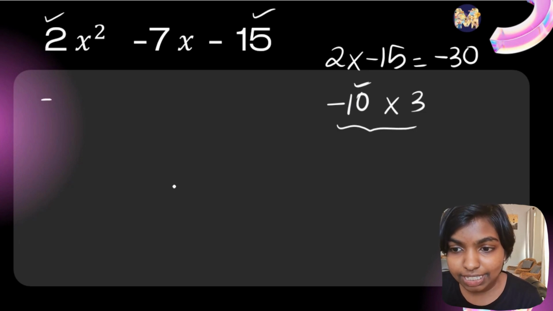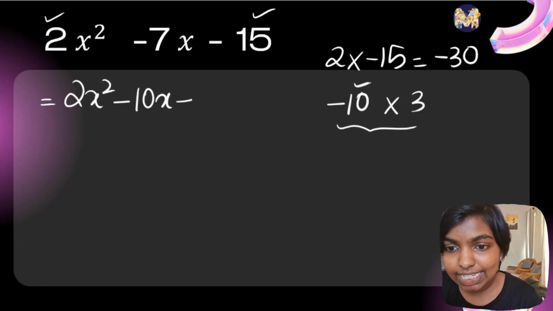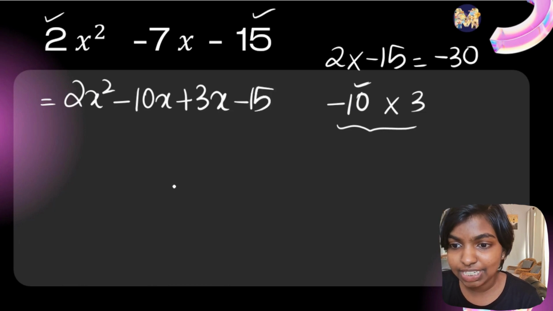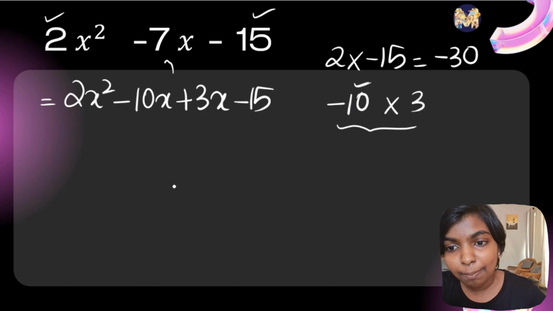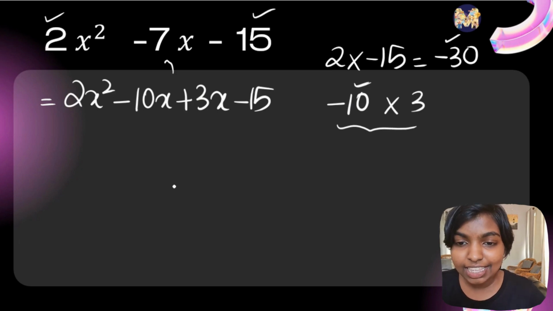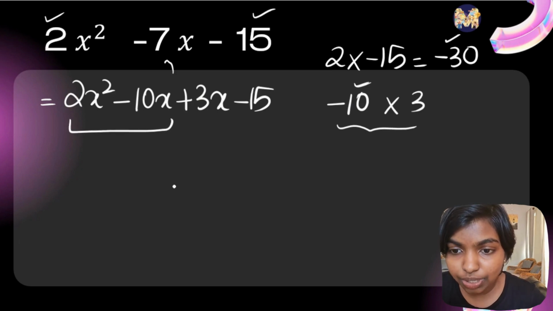So let me go ahead and write the next step, which is 2x squared minus 10x plus 3x minus 15, right? From here, yes, minus 10x plus 3x is minus 7x, and minus 10 times 3 is going to be minus 30. Alright, then from the first two terms, that is 2x square minus 10x, what can I take common from there? Yes, that's 2x.